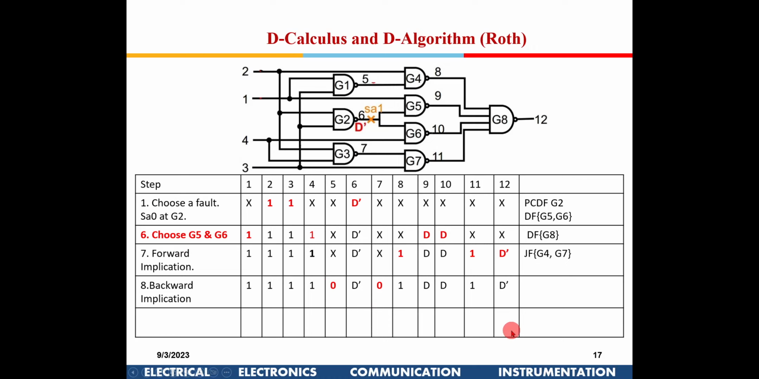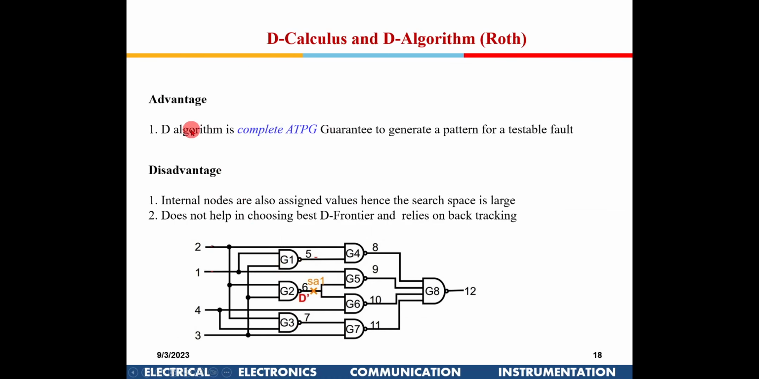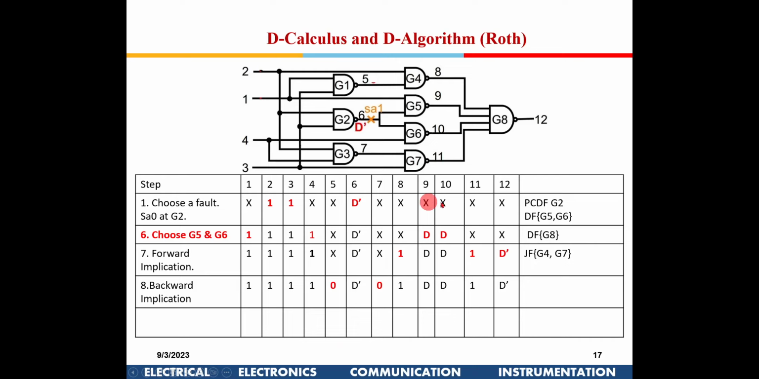Now this D algorithm, D calculus, the advantage is that for sure, if the fault is not redundant, it will check for all the possibilities. It will take time, but it will give you the output. The only reason why you may not get an output is if there is a redundancy. In that case it will get stuck. The disadvantage here is that it takes a lot of memory. You can imagine that we are speaking of only 7 gates, and it has already taken 8 steps.